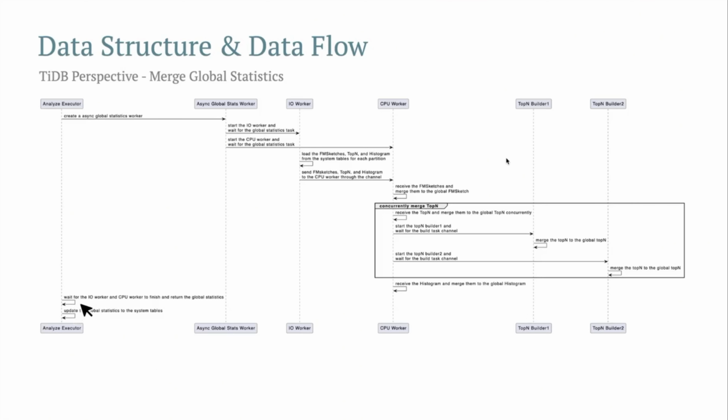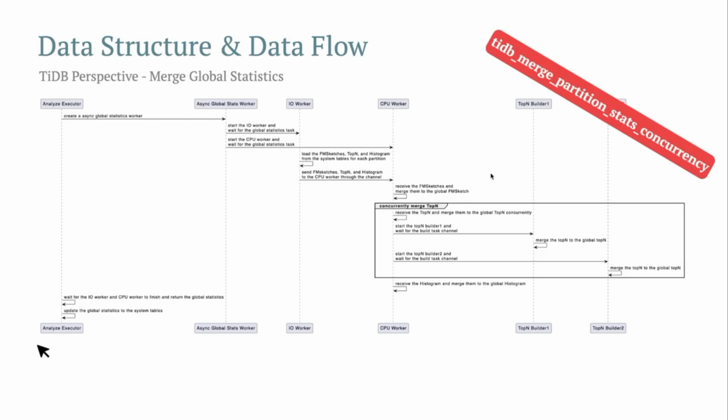But this time we will create a new record for the partition table at the global level instead of for each partition. And in this process, we introduce another configuration called TiDB merge partitions stats concurrency. So it's only for this part. By default, the concurrency is 1, so we literally merge them one by one.